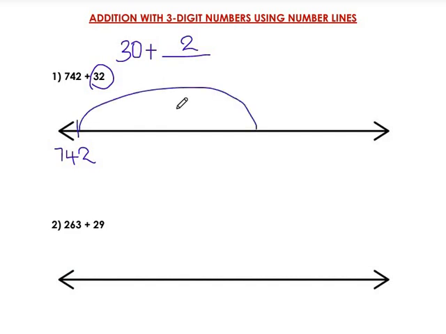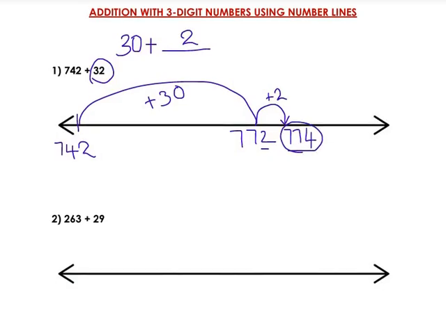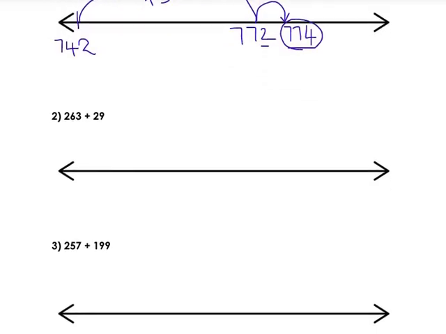742 plus 30, which is 772, and then we add 2. So if you add like this, it is easy to do the calculation. It becomes 772 plus 2, that is 774, which is the answer. Okay, over to the next question.